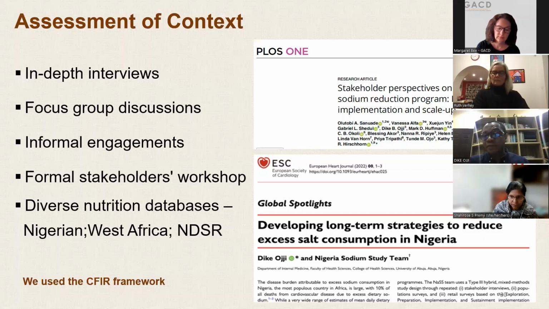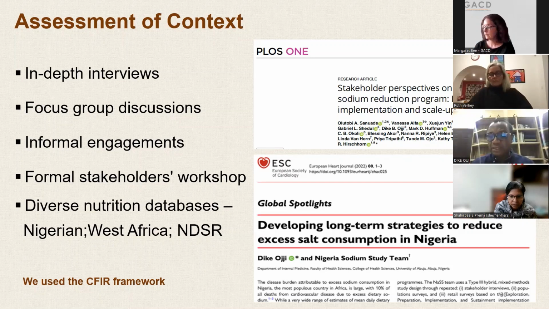So this was really at the formative stages, because for the first 2 years, we did more formative work for the NIH grant, what we call the UG3 phase, before we moved into the UH3 phase. Then we also had to look at some databases, because we're working on nutrition. For example, what we call the NDSRO database, which is a global database, the West African database, the Nigerian database for food. Also, we looked at that. And we've had some of our publications, as you can see, in PLOS ONE and also European Heart Journal. So in case you're interested in going through them. Next slide.